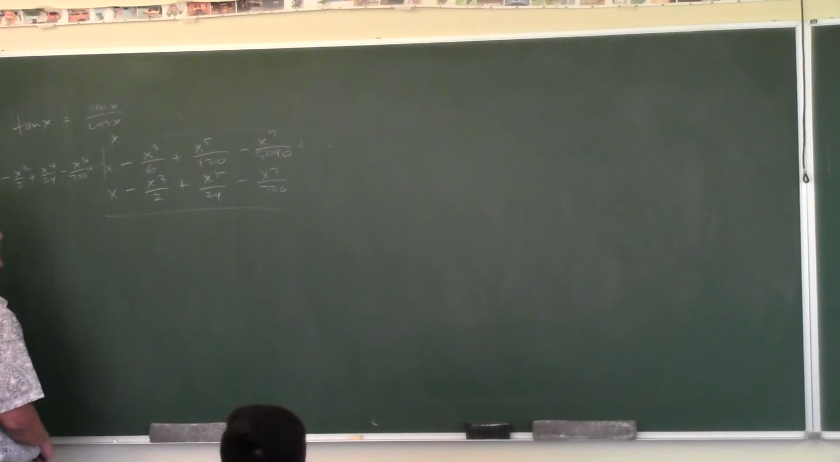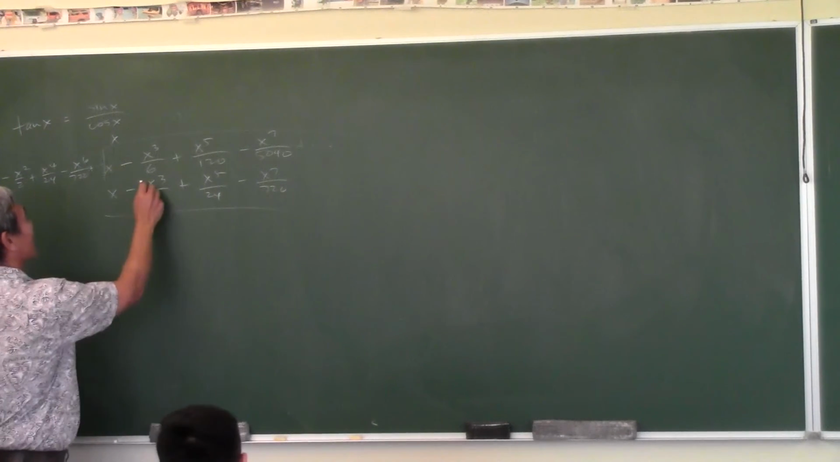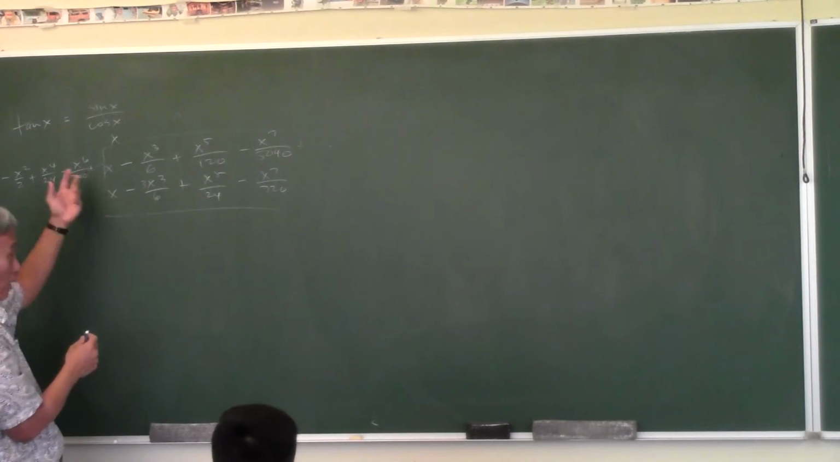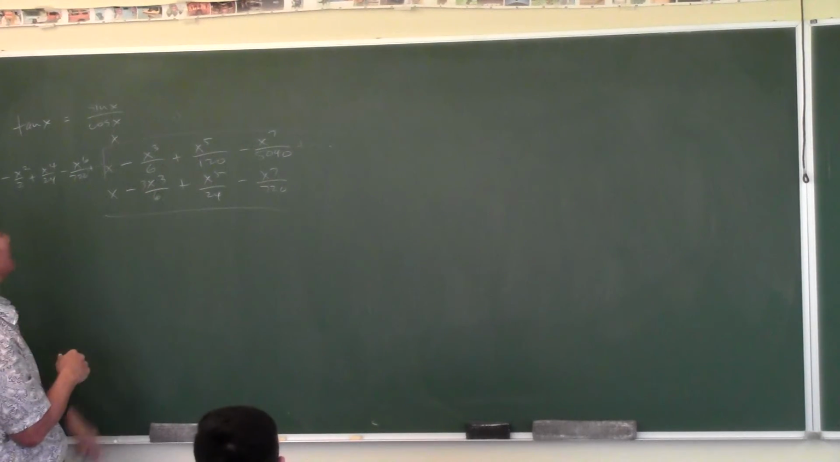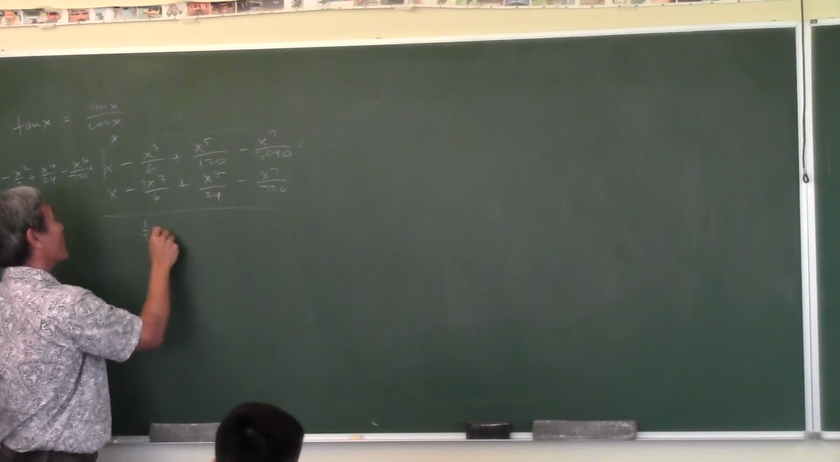2x cubed. I'll give you a hint. Here, I'll change it. 3 over 6. Subtract. 2 over 6 x cubed, which is x cubed over 3. 1/3 x cubed.